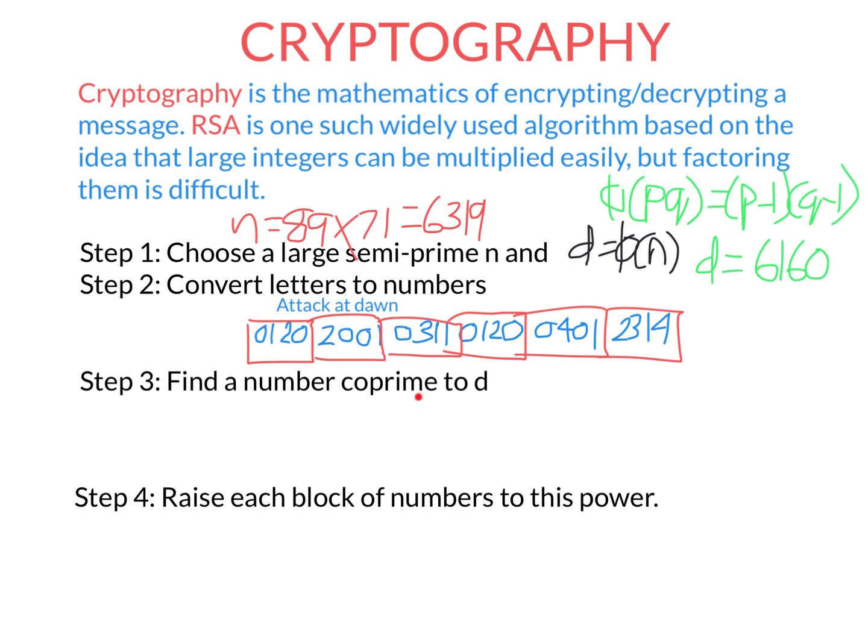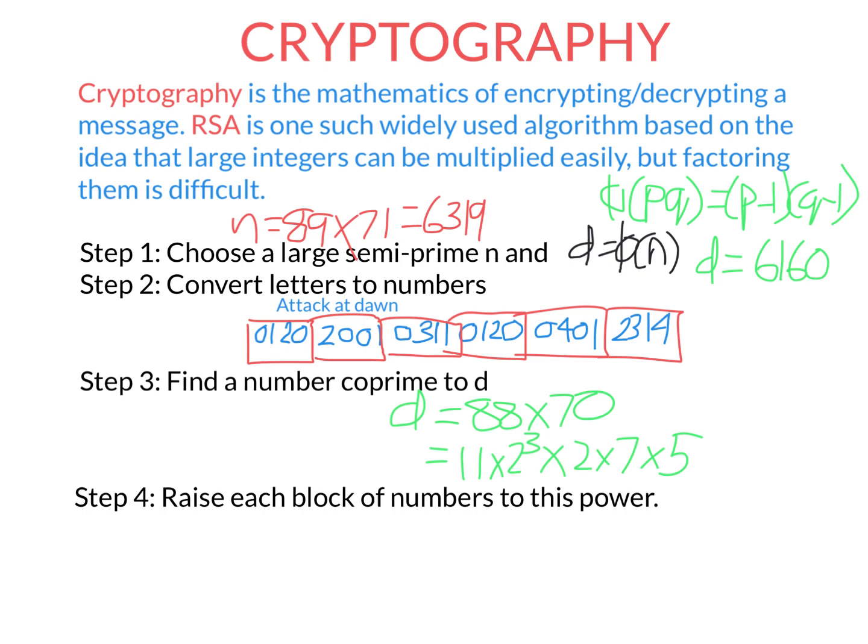So now I need to find a number co-prime to d, co-prime to 6160. How do I do that? Well, remember that d was 88 times 70. So what I can do is find the prime factorization of d. 88 is 11 times 2 cubed. That's its prime factorization. The prime factorization of 70 is 2 times 7 times 5. So this is the prime factorization of d.